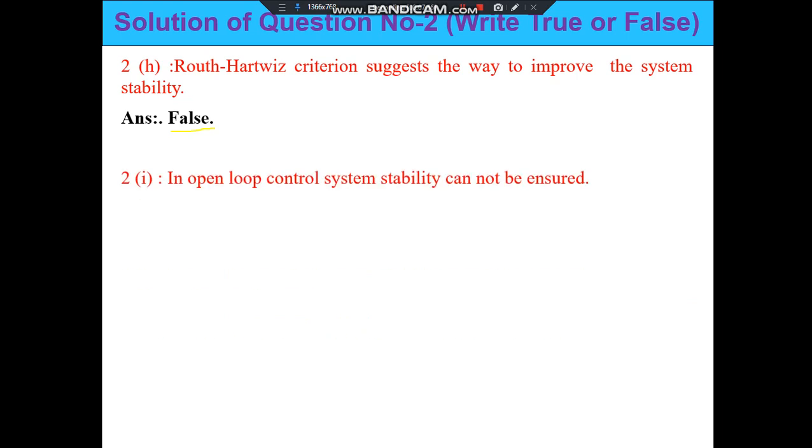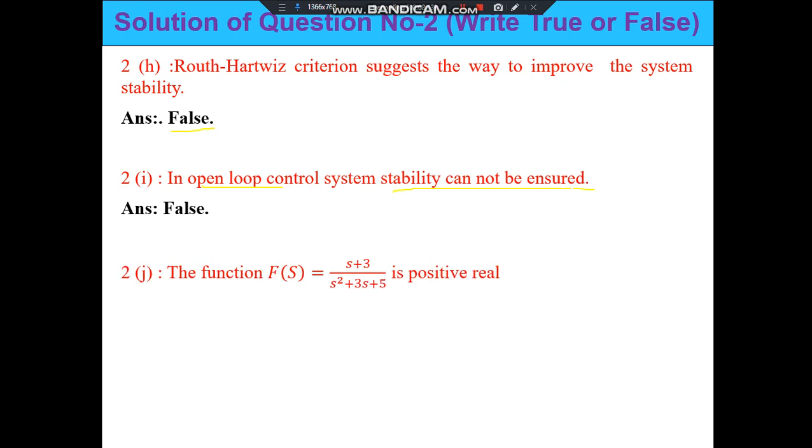Open loop control system stability cannot be ensured. This statement is false. Open loop control system stability cannot be ensured because it may vary, so it is not sure.